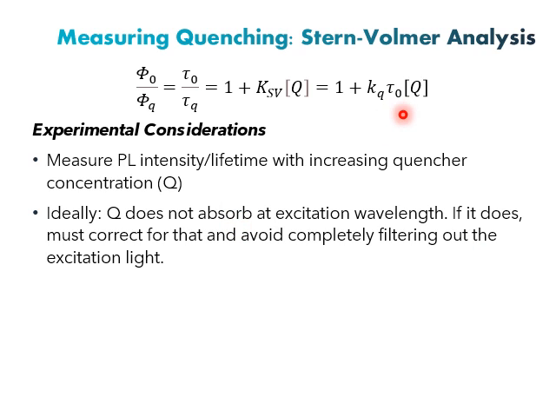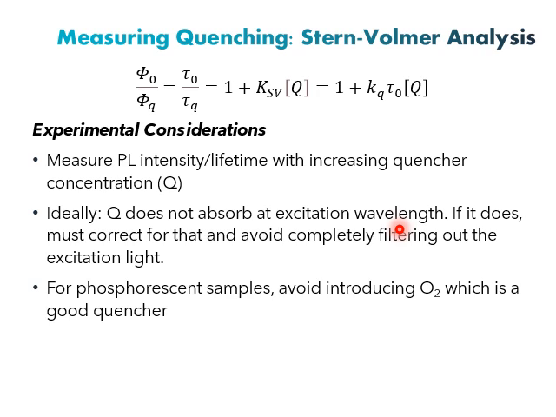You also have to avoid completely filtering out the excitation light, because often you use a large excess of quencher. So if your quencher absorbs really strongly at the excitation wavelength, if you go to a huge excess of quencher, all of your photons may be absorbed by the quencher, not by the molecule, and they'll basically kill your photoluminescence that way. So you have to be aware of the possibility of the quencher absorbing at the excitation wavelength and correct for it when necessary.